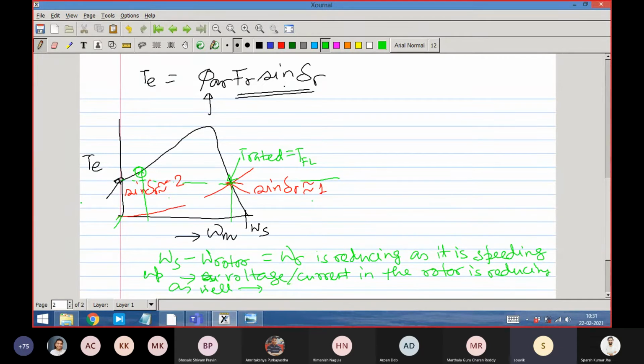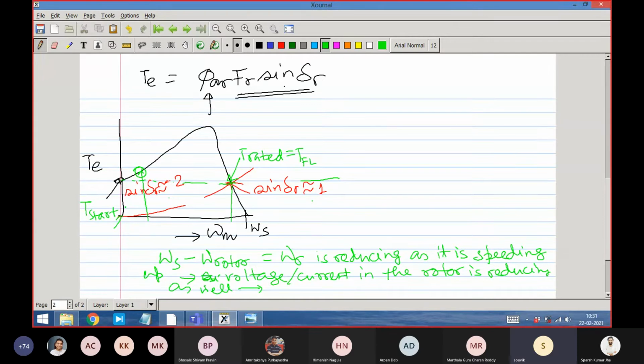This torque is called T start, the starting torque. This is a very important torque. Synchronous motor doesn't have this torque. So synchronous motor doesn't self-start. Induction motor self-starts. Big thing. You didn't need any help from anybody. Right?